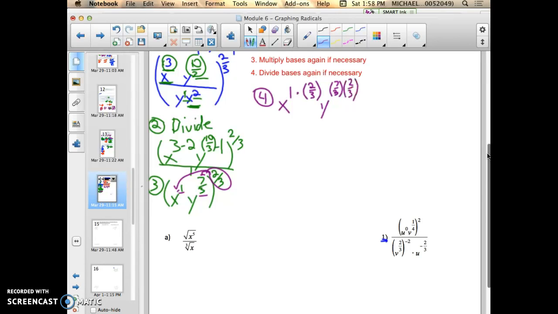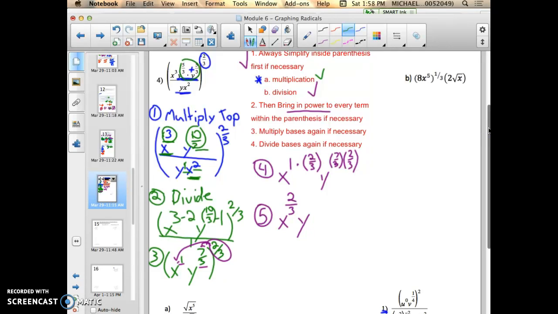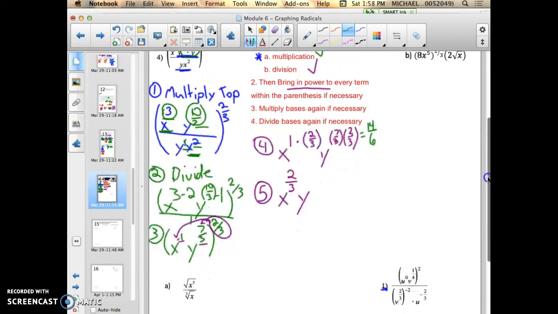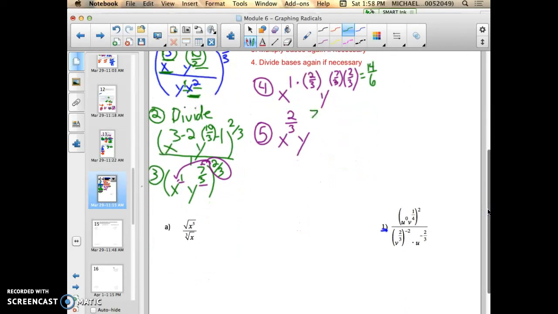Now I can do that math, and my final answer, x to the 1 times 2/3 is just 2/3, anything times 1 is itself. And then y, you could put this in your calculator, but it's easier to multiply fractions, you just multiply straight across. 7 times 2 is 14, so I'll put that equals 14 over 3 times 3, which is 6, and then 14 over 6 reduces to 7 over 3. And this is my final answer.